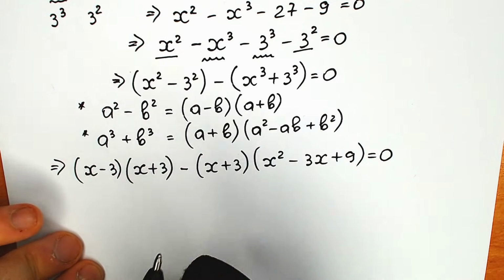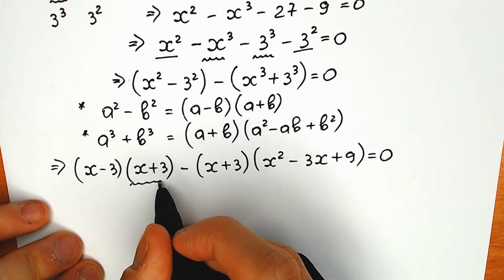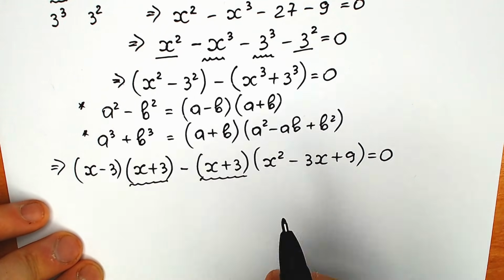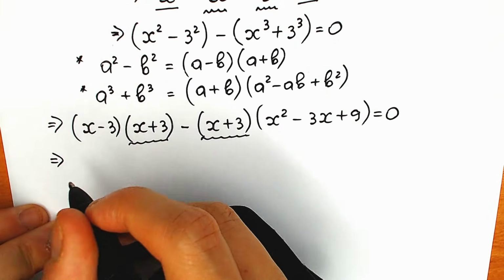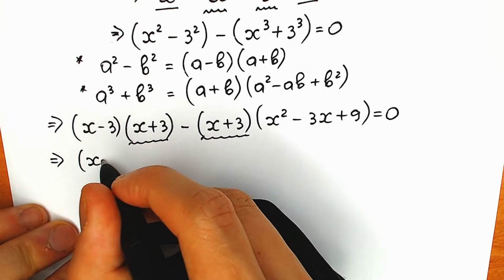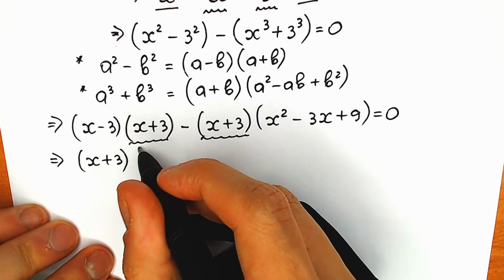Right now, what do we have in common? We have x plus 3 right here, and we have the same x plus 3. So we can easily factor out this x plus 3 as a common expression. Let's do it right now. We have x plus 3, and in another parenthesis, what do we have?